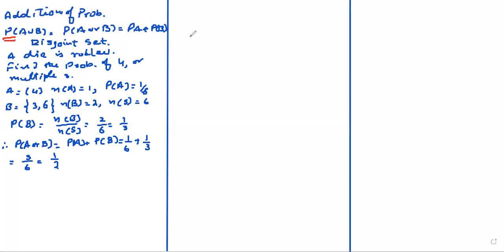Okay, the second formula is probability of A union B, or probability of A or B, equals probability of A plus probability of B minus the probability of their joint occurrence, A intersection B. I'll give you one example of this as well. This is the second formula.